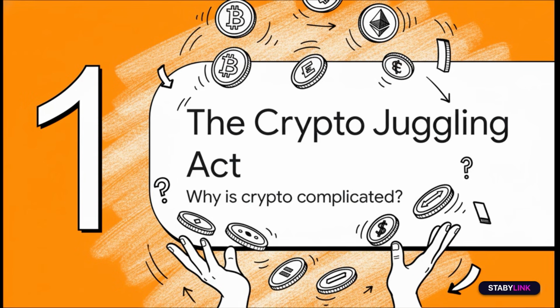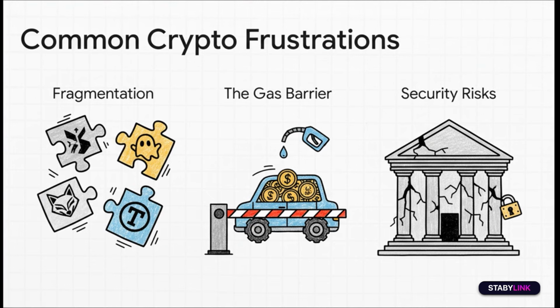So let's really dig into the problem that Stablink is trying to fix here. Why exactly has managing our crypto assets become such a complicated, frustrating juggling act for so many of us? Well, it really comes down to three huge frustrations. First up is fragmentation. You know the deal. MetaMask for this, Phantom for that. Then you've got the dreaded gas barrier. You know, when you have all the money you need for a swap, but you're completely stuck because you don't have a few cents of the right gas token. It's infuriating. And of course, there are the constant security risks that come with leaving your funds on centralized exchanges.